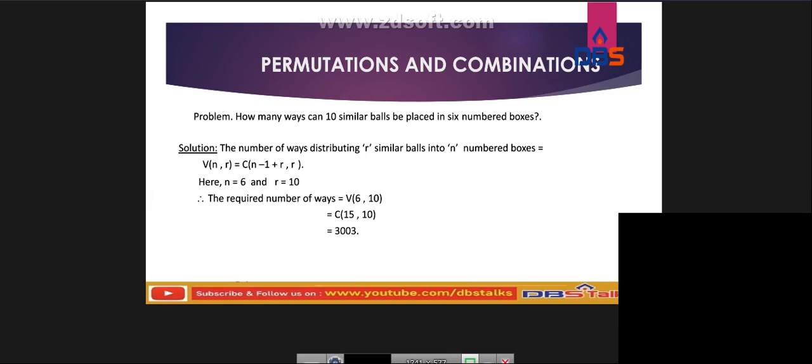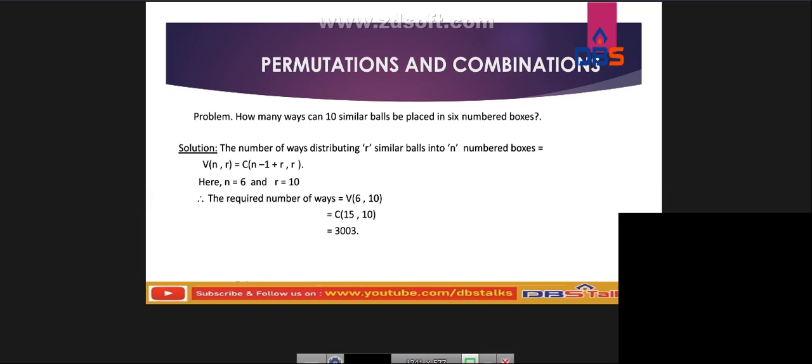Okay, the number of ways of distributing r similar balls, that is r equal to 10, into n number of boxes, that is n equal to 6. So the number of ways equals V of 6 comma 10, that equals C of 15 comma 10, that is n means 6 minus 1, 5 plus 10, 15 comma 10, that equals 3003 ways we can place the balls into the 6 boxes.